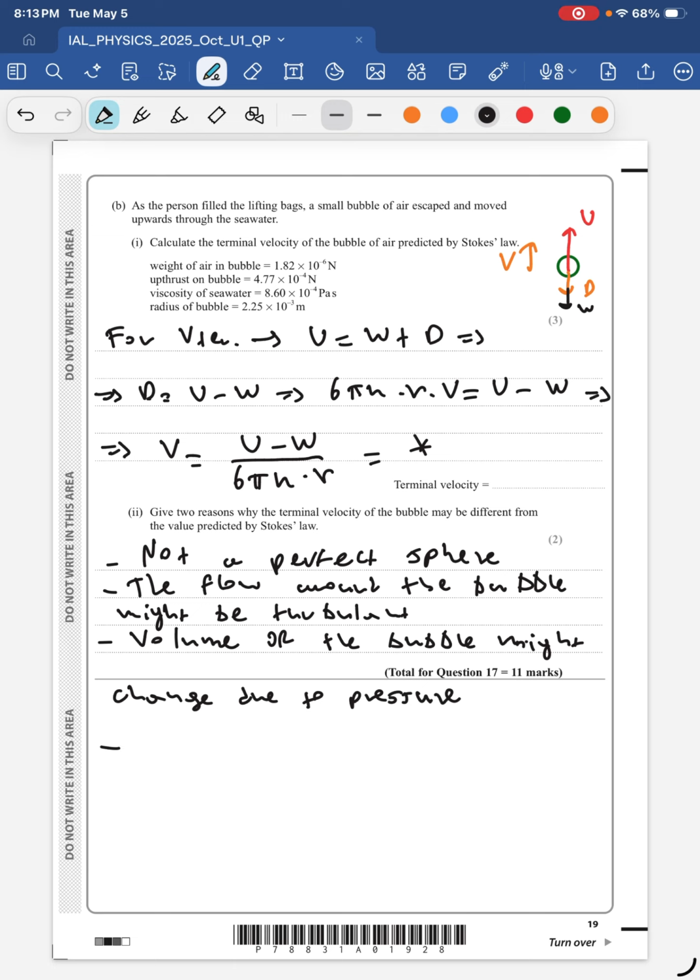And the viscosity might change. So viscosity might not be constant due to temperature differences. Okay, so these are some reasons that you can write.